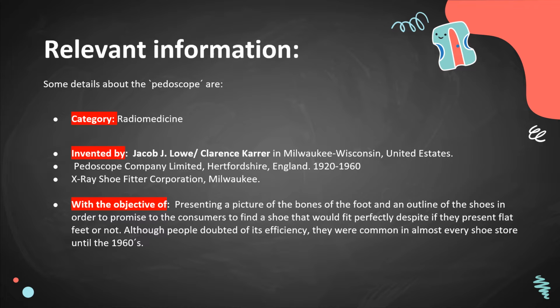Its objective was presenting a picture of the bones of the foot and an outline of the shoes in order to promise consumers to find a shoe that would fit perfectly, whether or not they had flat feet. Although people doubted its efficiency, they were seen in almost every shoe store until the 1960s.